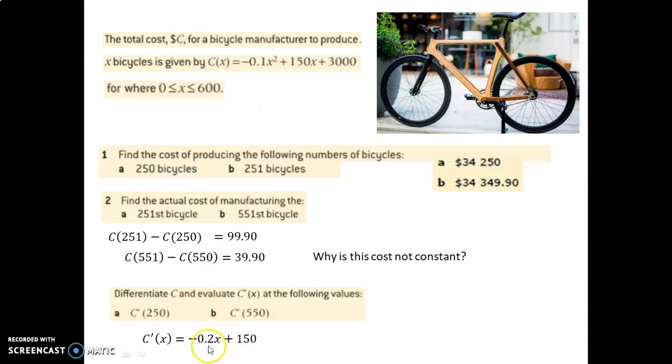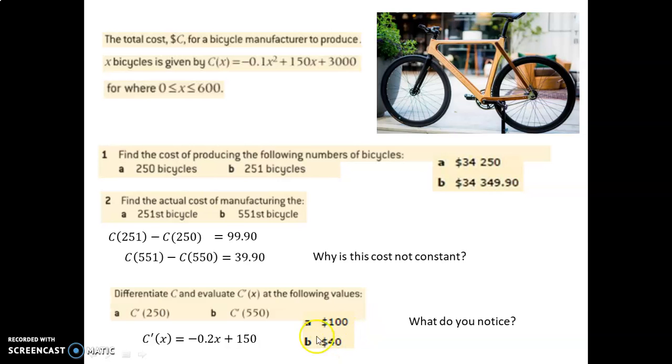Okay, here's the derivative. Check yours. And now find C prime of 250. So in other words, put 250 in here and also put 550 in here. Let's see what you get. All right, notice you get these two figures. There's something interesting here. What do you notice? There's something interesting you should notice.